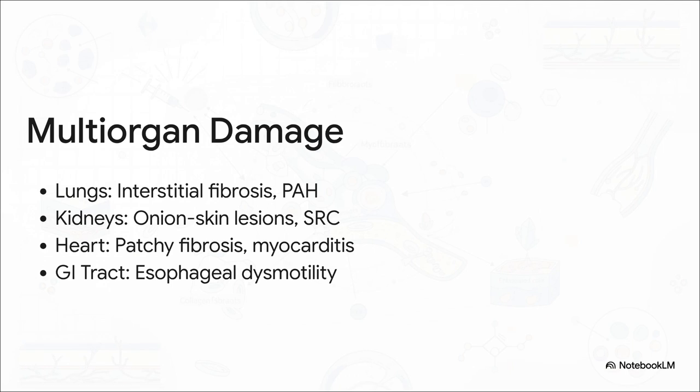Because this attacks the blood vessels and connective tissue systemically, it ravages multiple vital organs. The lungs suffer from interstitial fibrosis and hypertension. The kidneys develop these ischemic onion skin lesions, leading to severe renal crisis. The heart undergoes patchy myocardial fibrosis, triggering arrhythmias. And the GI tract, it faces severe dysmotility because the smooth muscle in the esophagus is physically replaced by rigid fibrosis. The multi-organ devastation is really intense.